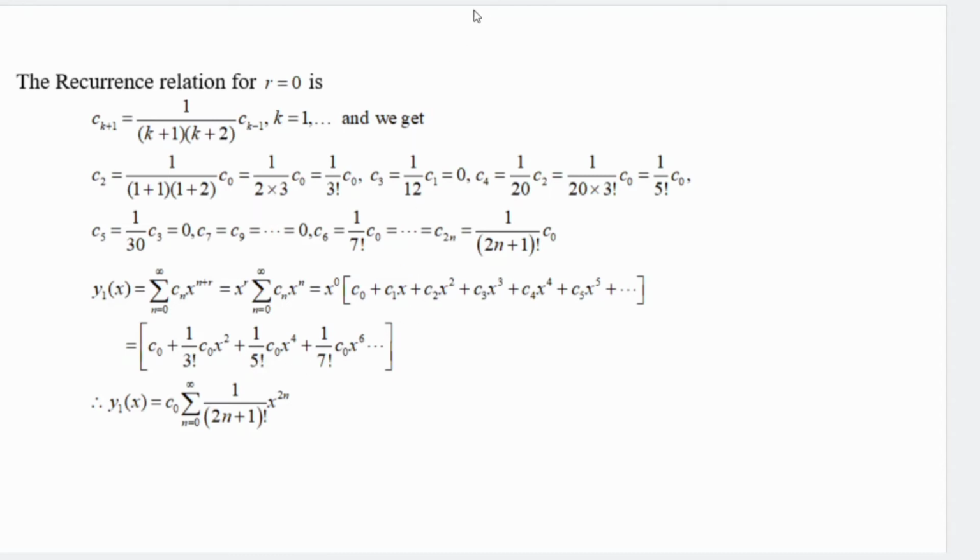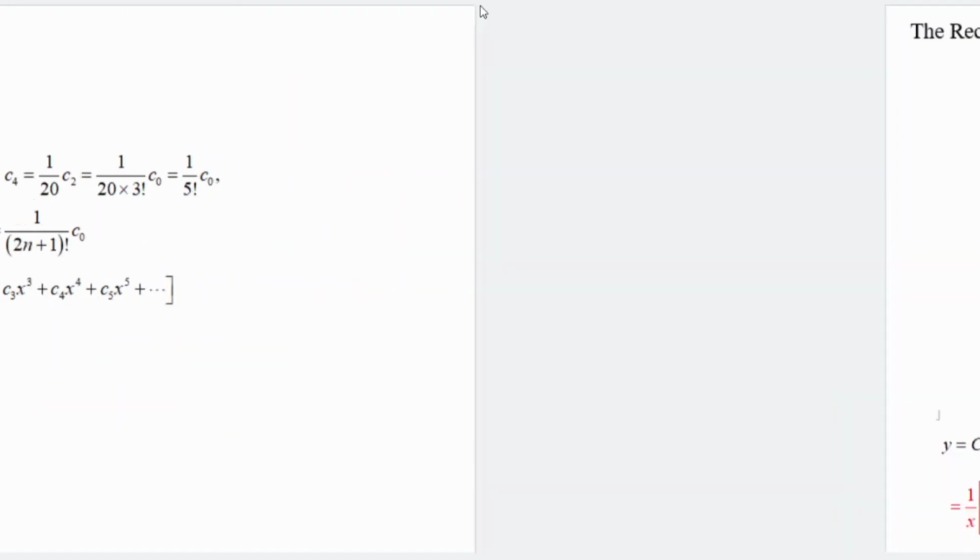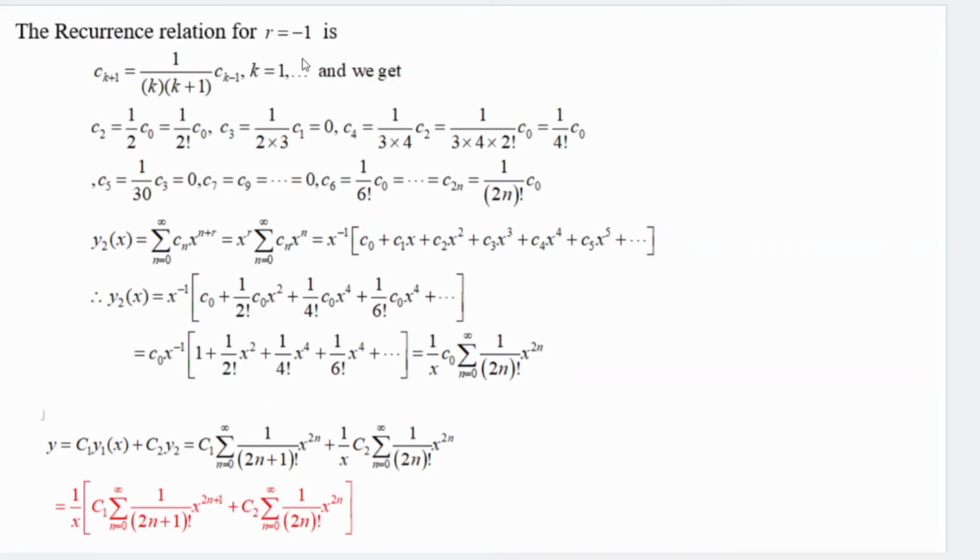Now we'll find the second series solution. I already mentioned that this is case 2, because our r is 0 and the other r is minus 1. That means the difference is an integer, 0 minus (minus 1) equals 1. In case 2, we may get the second series solution, or sometimes we cannot get a linearly independent second series solution. Here we can see whether we get the second series solution or not.